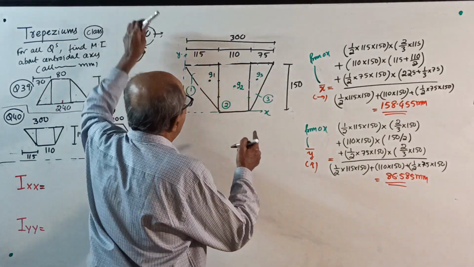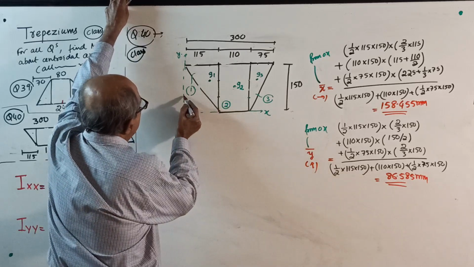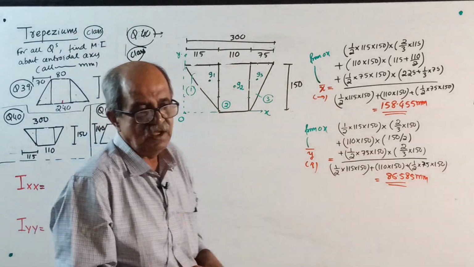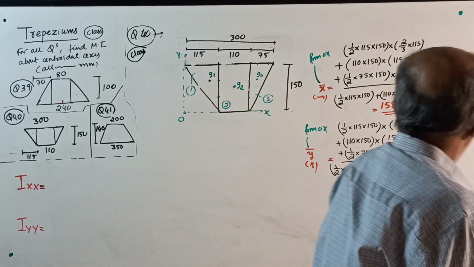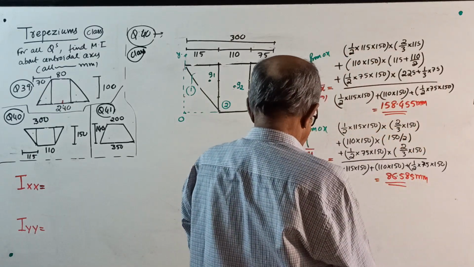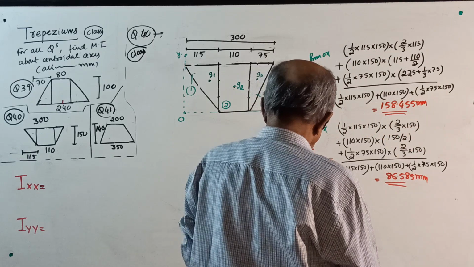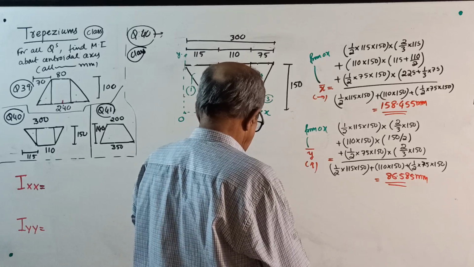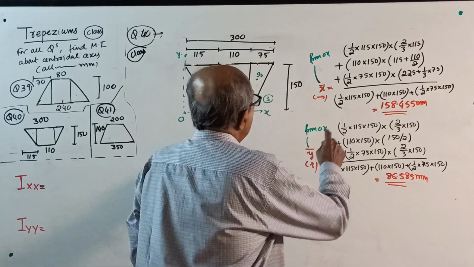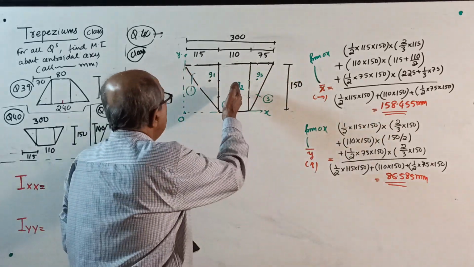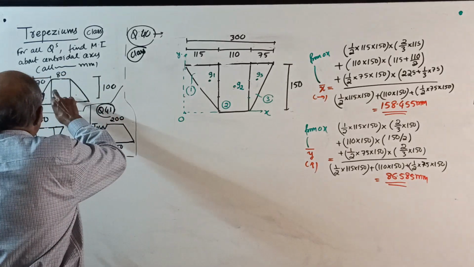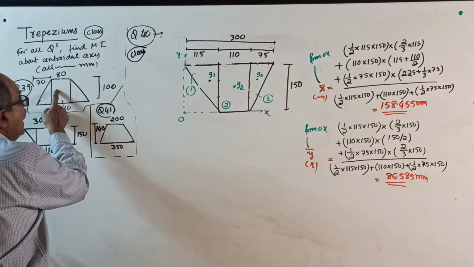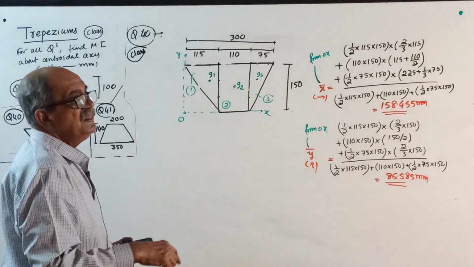Okay, start. X bar. 158. From here to here is 115 plus 110 by 2, very important. 115 plus 110 divided by 2 is 170. X bar is 158. So it is a little before. Last question, it came a little after G2. Now it came a little before G2.